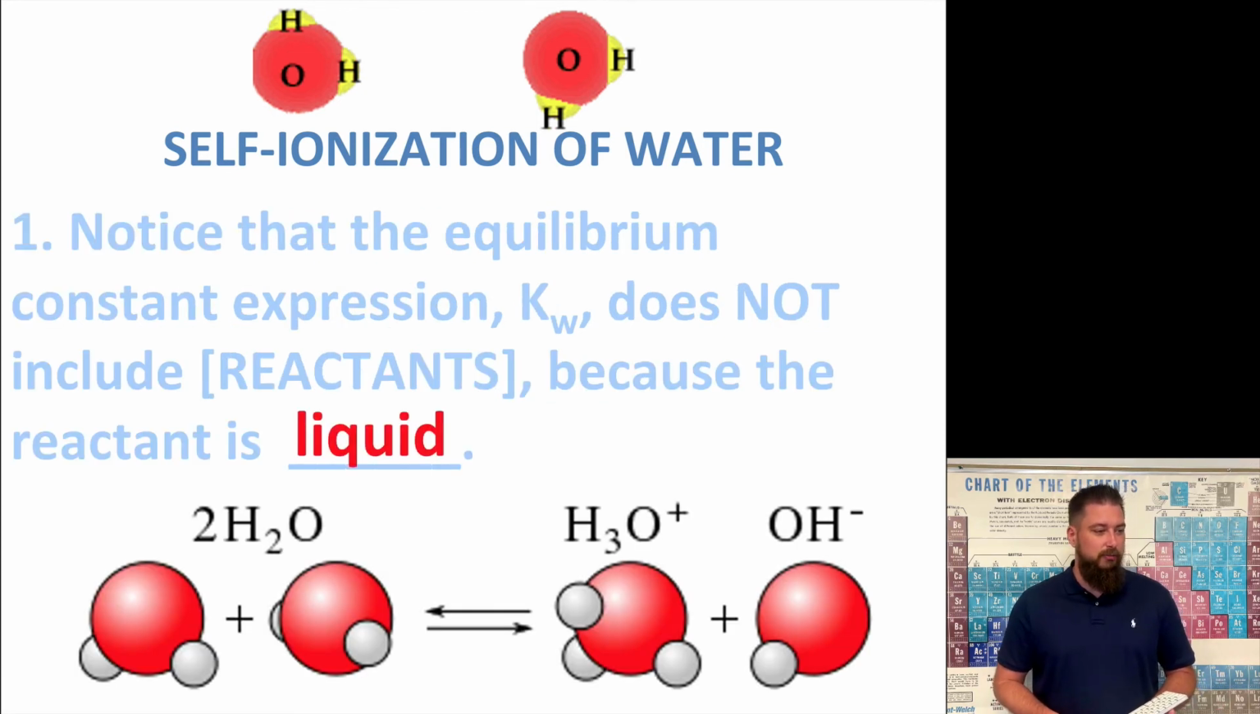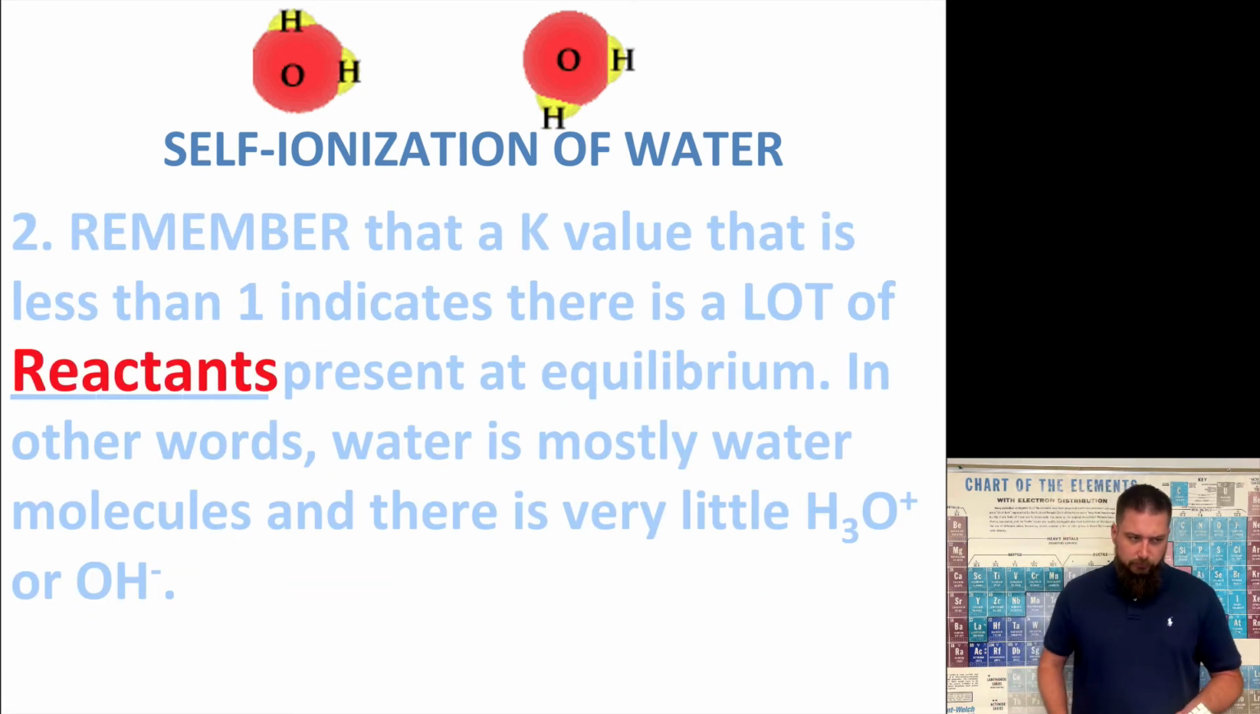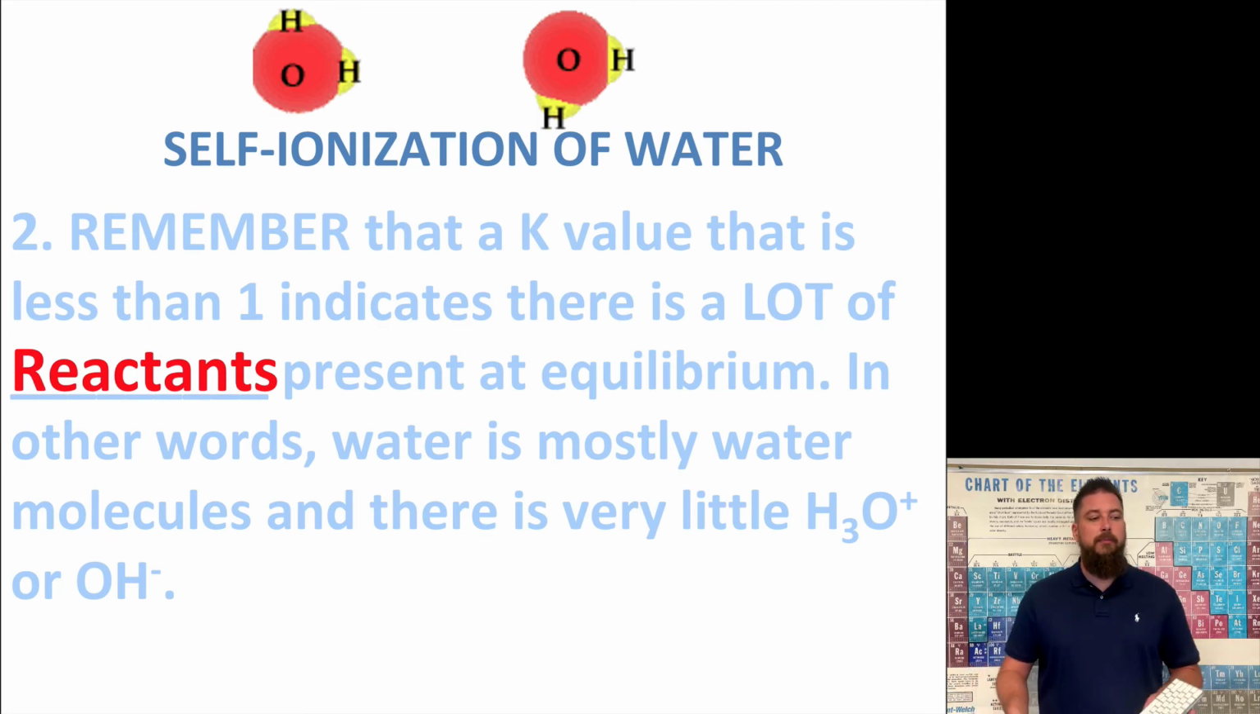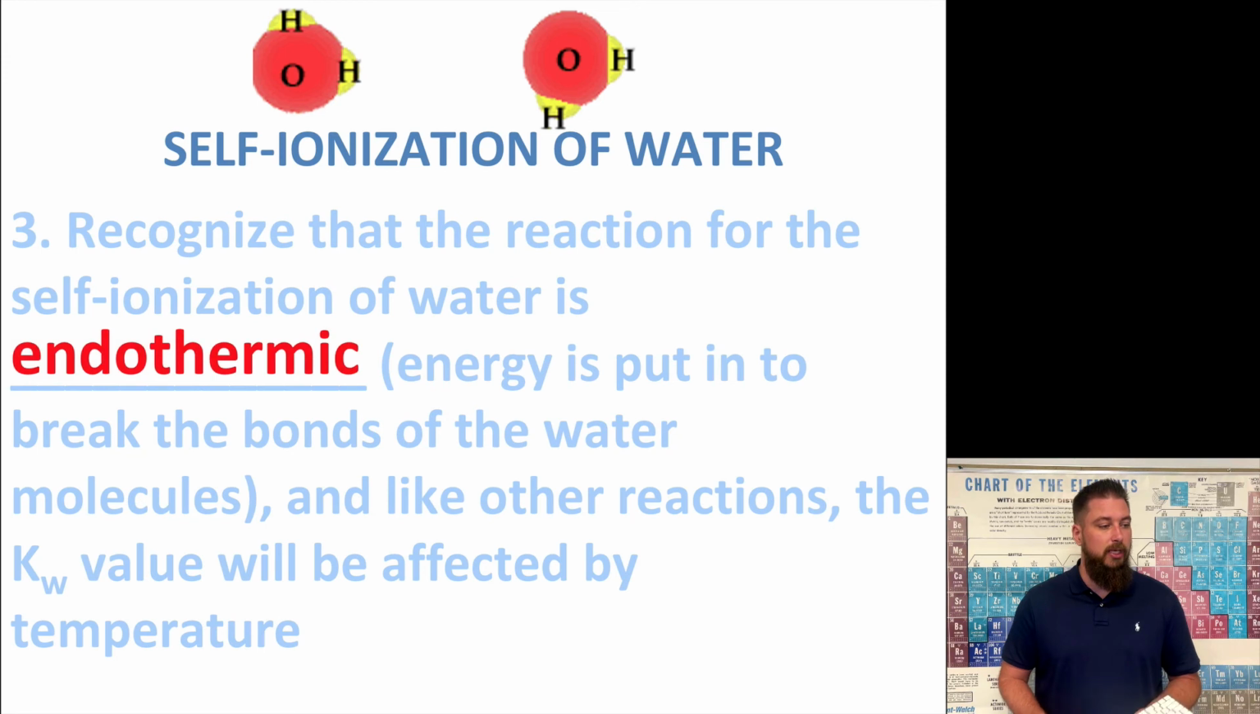Also, remember that a K value that is less than 1 indicates that there is a lot of reactant. A K value of 1 times 10 to the negative 14 is a very, very small number, which means that water is almost entirely water. It's mostly water. There's very little hydroxide and hydronium ions in solution.